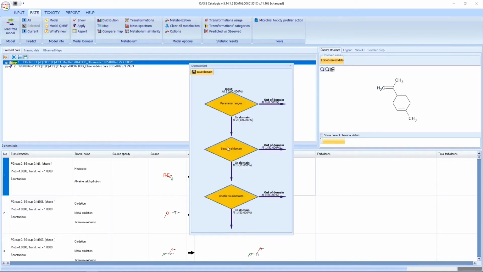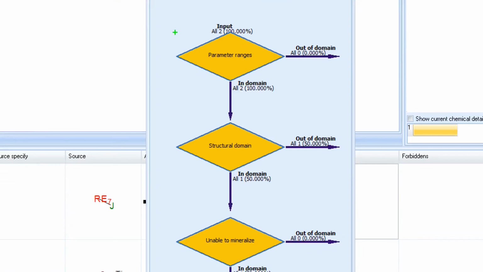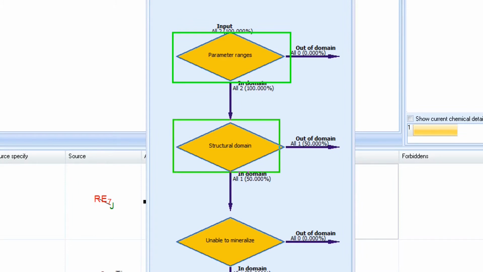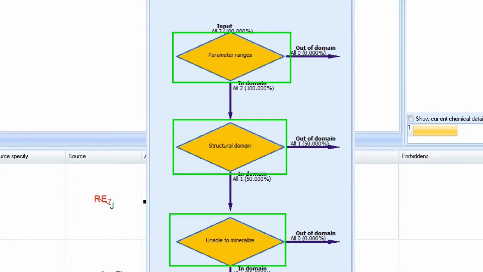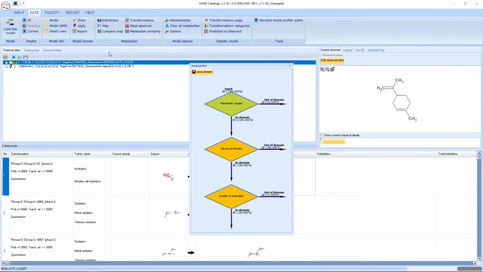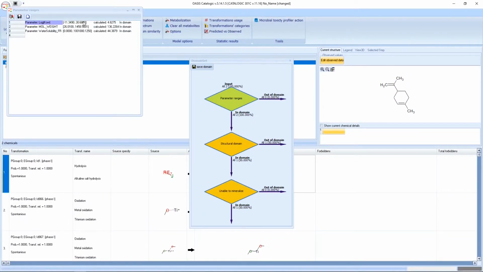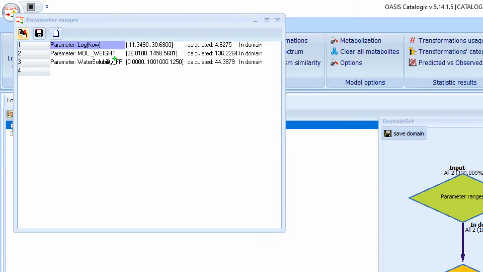A multi-layer approach is used in OASIS software to build the applicability domain. The domain of the Catalogic biodegradation models consists of 3 layers: parametric, structural, and mechanistic domain layers. The parametric domain layer includes the ranges of variation of critical physicochemical parameters such as hydrophobicity, molecular weight, and water solubility extracted from the training set chemicals forming the good space of the model.